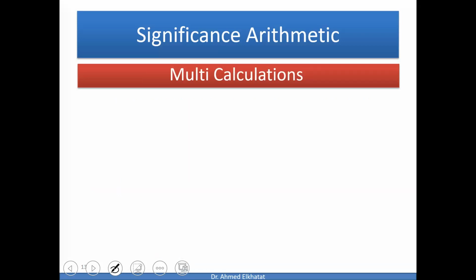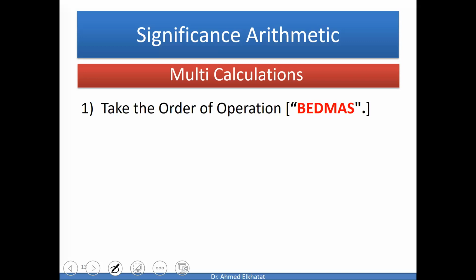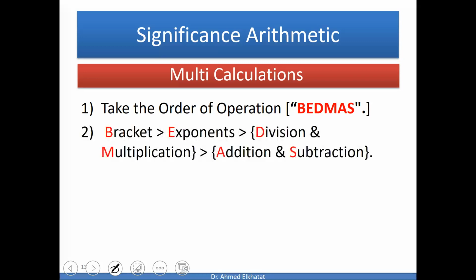Now for multiple calculations. If you have multiple operations like addition and subtraction, a lot in the same equation, we should follow the order of operations, BEDMAS. What does BEDMAS mean? B stands for brackets, then exponents, then division and multiplication, which have the same order, and addition and subtraction, which have the same order. This is important in significant figure calculations.